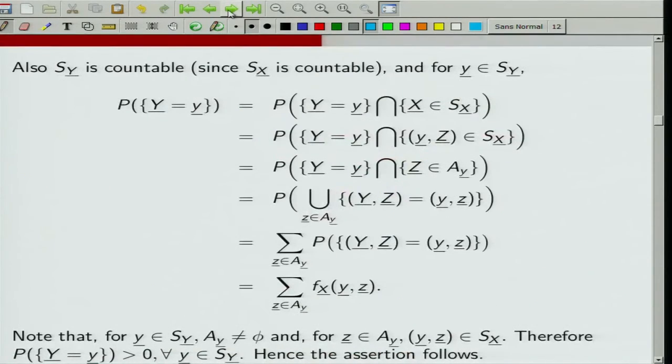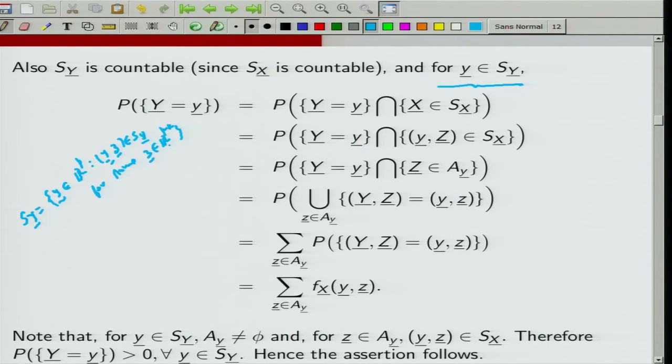Now, let us try to see what is a probability mass function. For y belonging to Sy, so Sy was basically the collection of all those y belonging to R^p such that yz belongs to Sx for some z in R^(p-k). So, that is the definition of Sy. So, I look at y belonging to Sy. That means yz belongs to Sx for some z belonging to R^(p-k).